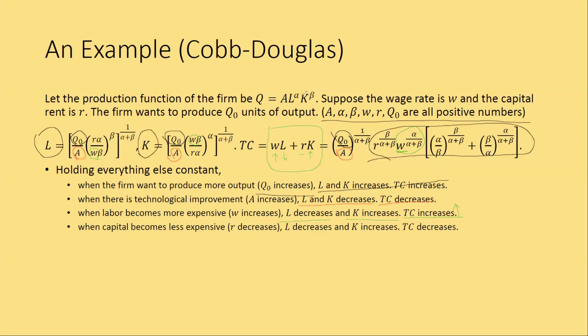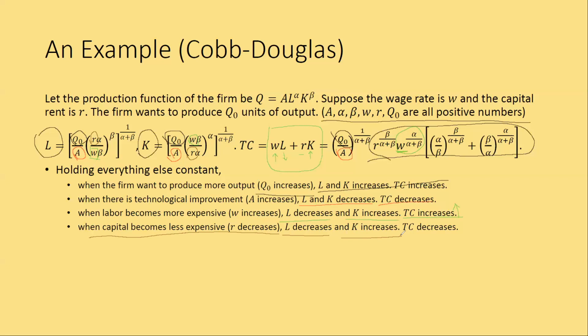Now, lastly, it is quite similar. So if the capital becomes less expensive, that is R decreases, then this is the place where R enters the choice of labor, and when R becomes smaller, L will become smaller. And here, when R becomes smaller, what's in the denominator will become smaller. So what's in the parentheses becomes larger, what's in the bracket becomes larger, and overall, it becomes larger.